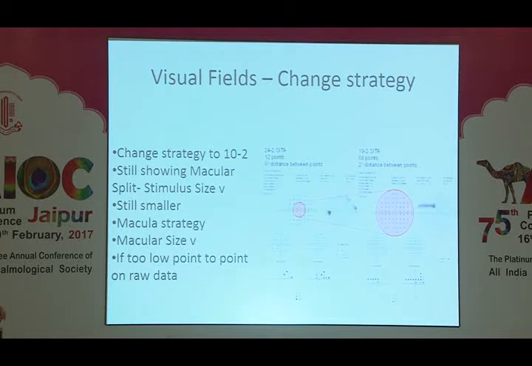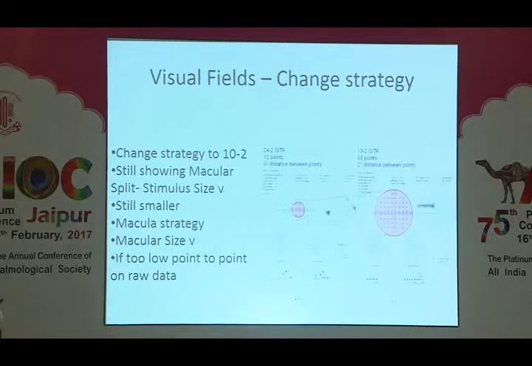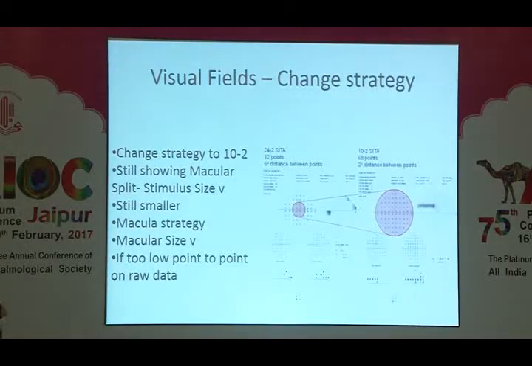So visual fields, we change the strategy from 24-2 to 10-2. If that doesn't work, we change the stimulus size to size 5. That doesn't work, a macula, macula size 5. If that doesn't work, just a plain and simple raw data. Even if that doesn't work, we can go back to our sweet old Goldmann perimeter. And the isopter shrinking is a very good idea. It gives a very good idea as to whether the patient is getting worse.